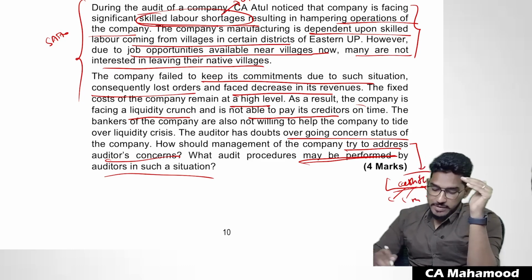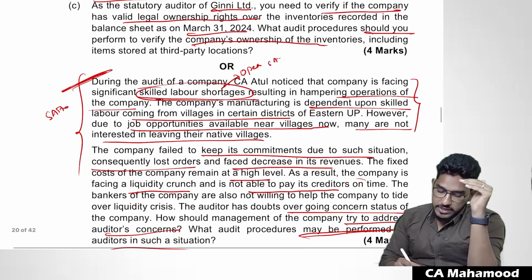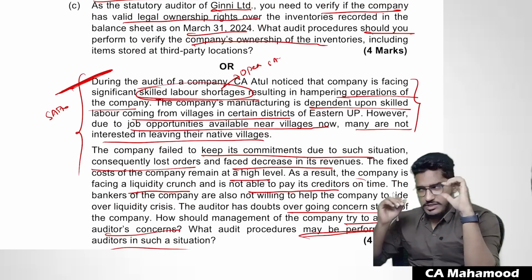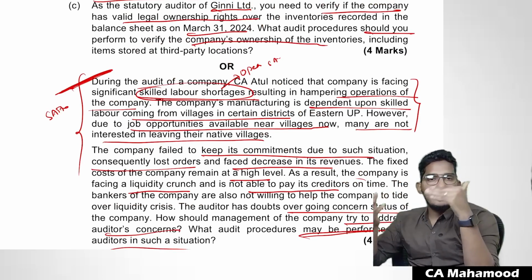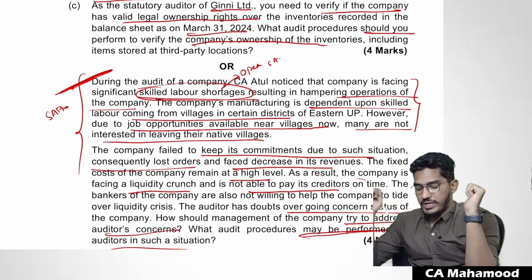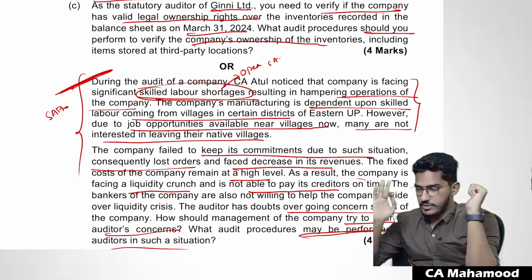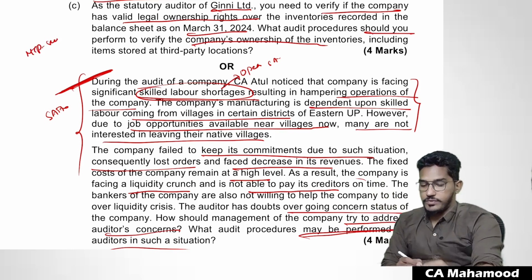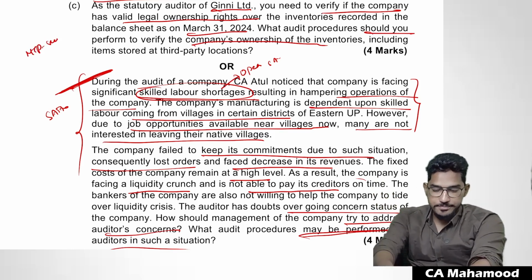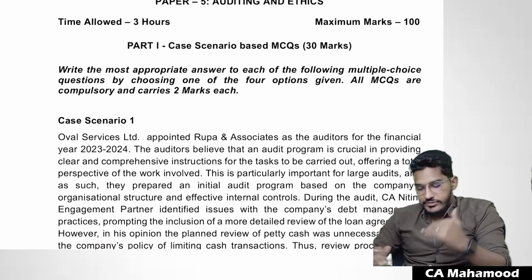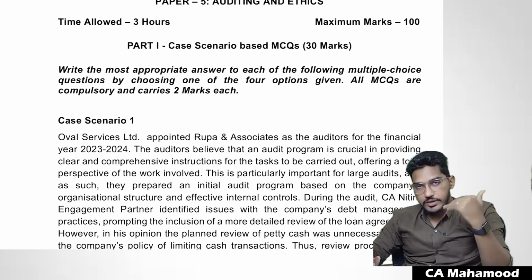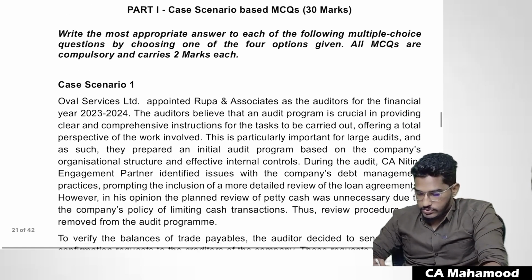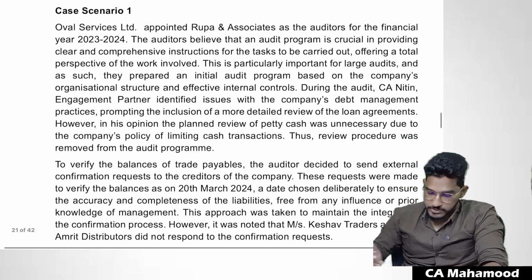So I ask you to specifically go through the answer of this question. Here it is a specific question, a practical kind of question they have asked. Please do look at the answer of this question. Clear? So with this, we are successfully done with MTP Series 1. Comfortable, everybody? Right. Okay, guys, since we are done with the Series 1 MTP, now we will try to do Series 2 MTP. So as usual, we'll start with the case scenario based MCQs.